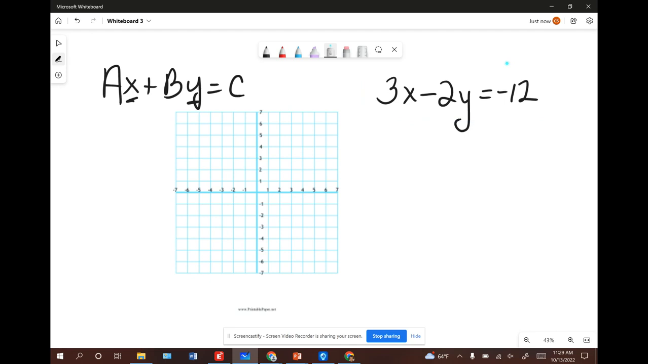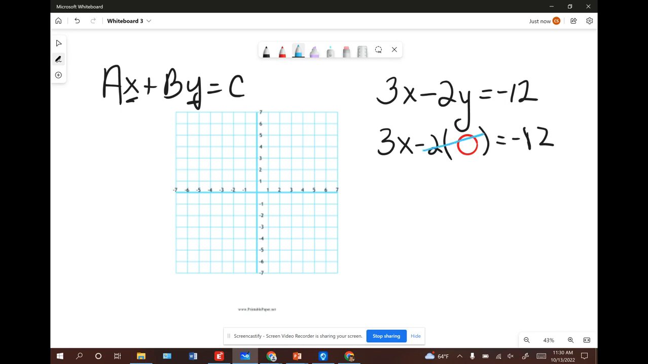If we want to graph this, the easiest way to graph something in standard form is to find the x- and the y-intercept. The x-intercept is going to be when y equals 0. So I'm going to plug in 0 for y and solve for x, and that should give me the x-intercept.